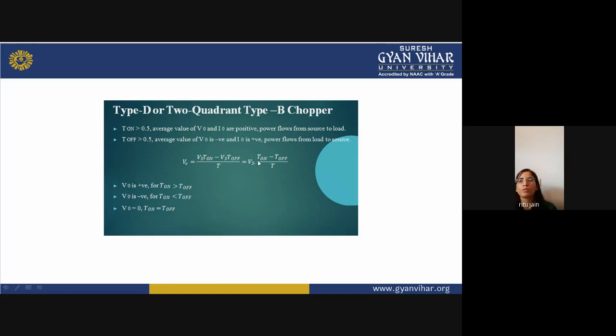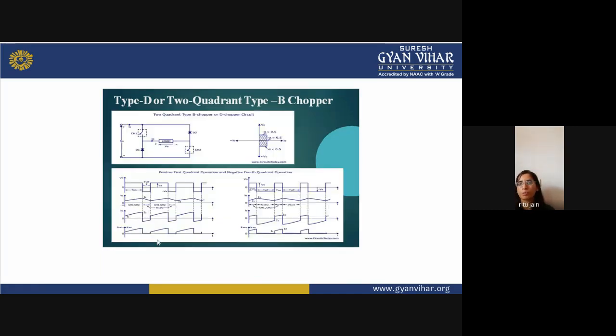By this equation you can easily get the output voltage, which is equal to Vs into T on minus T off upon T, where V naught is positive for T on greater than T off. V naught is negative if T on is less than T off. So V naught is equal to 0 when T on is equal to T off. In this case, the output voltage will be 0 when turn off time is equal to turn on time. So it operates in three situations: when turn on time is greater than turn off time, when turn on time is less than turn off time, and when the output voltage is 0 when turn on time is equal to turn off time.